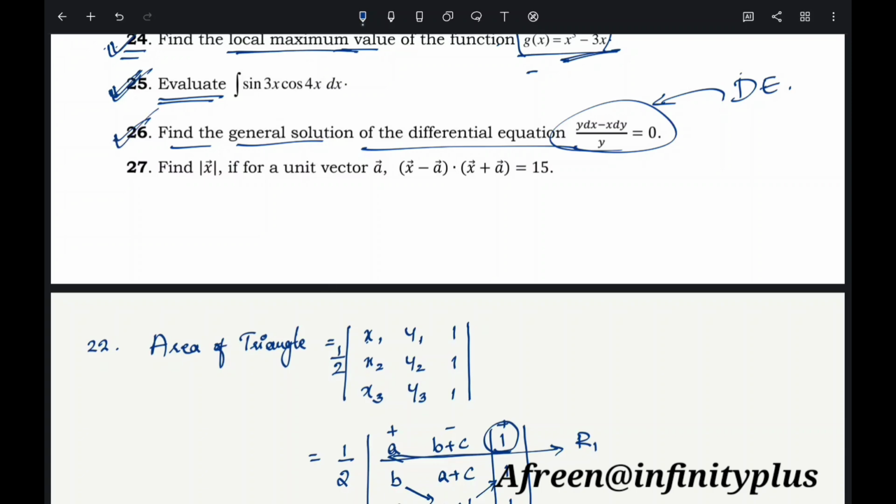Now we are done with the 26th question. Now let's move on to the 27th question. They have given: find the value of mod x for a unit vector a. So you have to find the mod x value, and a is a unit vector. What do you mean by a unit vector? It means the magnitude of the a vector is equal to 1, and they have given the condition (x minus a) dot (x plus a) is equal to 15. Let's move on to solving the question.